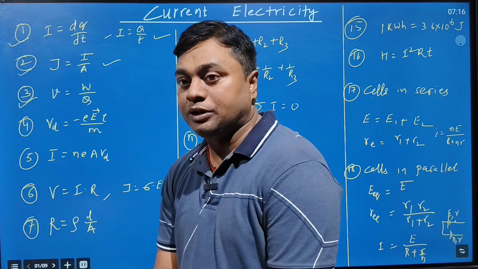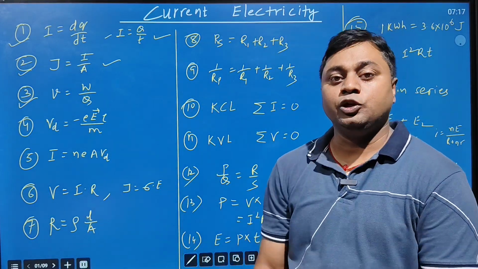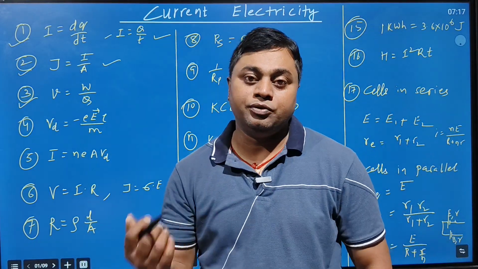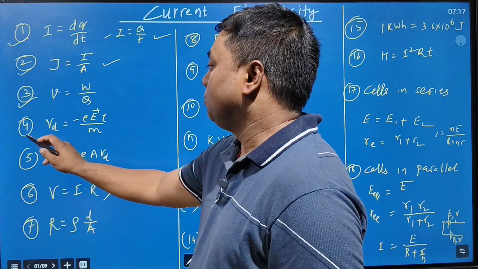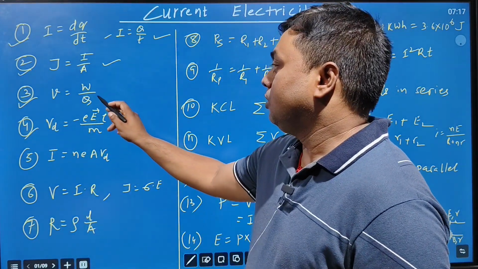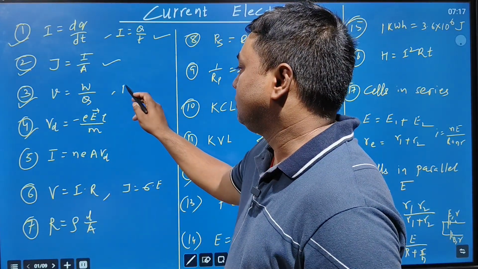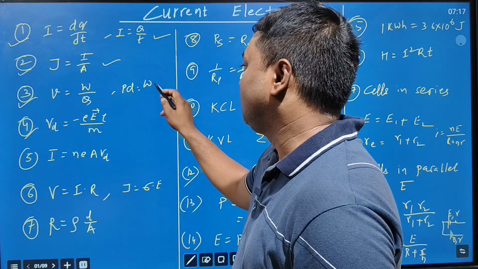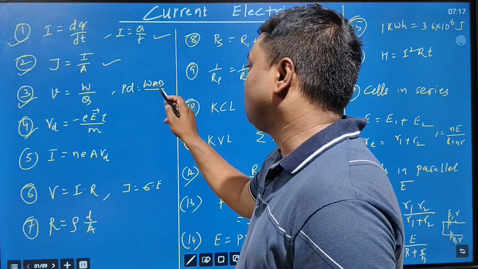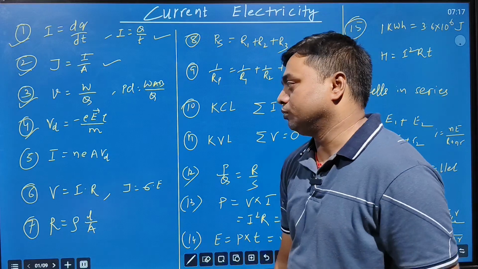Okay. What is potential? It is the amount of work done to move a unit positive charge from infinity to a point. Next, potential difference. It is nothing but the work done to move a charge from one point to another point. Okay, so W_AB by Q.